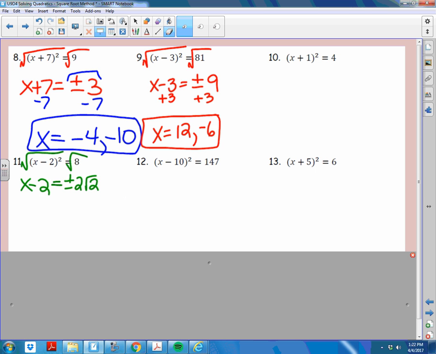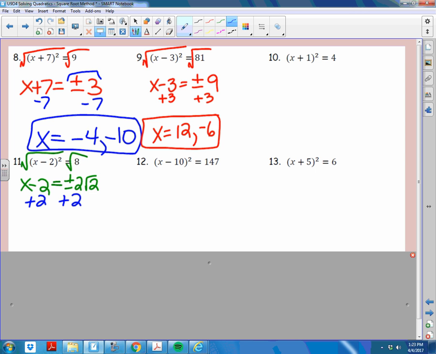I want to stop and make sure everyone knows where I got that number from. I took the square root of 8, split it into good square root, bad square root. The good square root became two numbers, because now we know that happens, and the bad square root stayed a bad square root. So now, to get the x by itself, we're going to add 2 to both sides. Now I want to show you how I want this written.